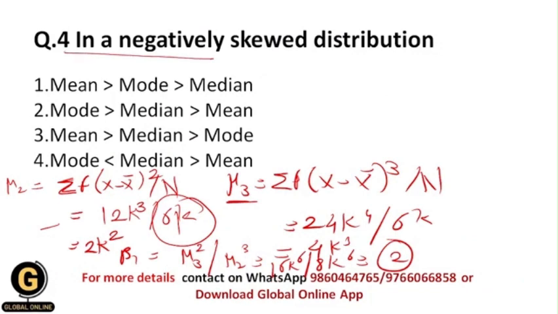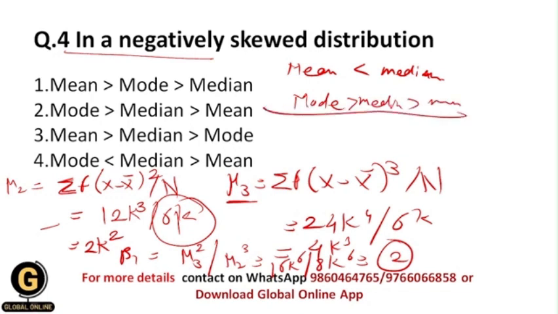In a negatively skewed distribution, whenever there is a negatively skewed distribution, what will happen? Students, whenever there is skewness and it is negative, then in that situation mean is smaller than median. And the distribution has a large tail of small values. So there are small values of the data, but they will have a large tail. All of you getting? And that's why whenever there is a negatively skewed distribution, then in that situation mode is greater than median, which is greater than mean.